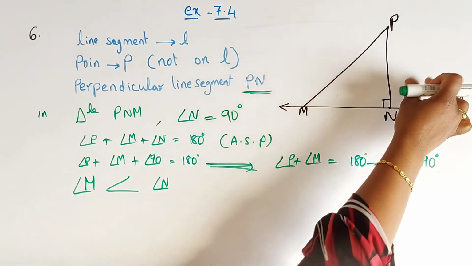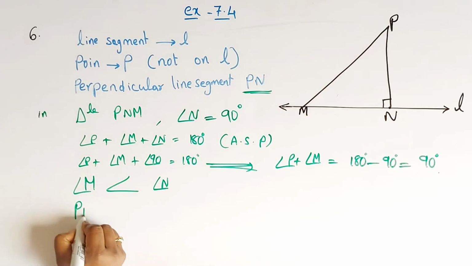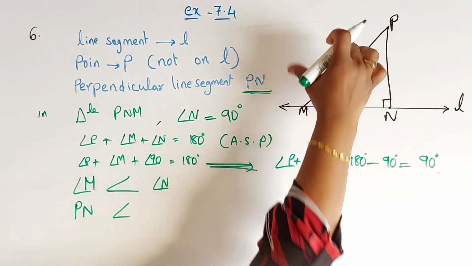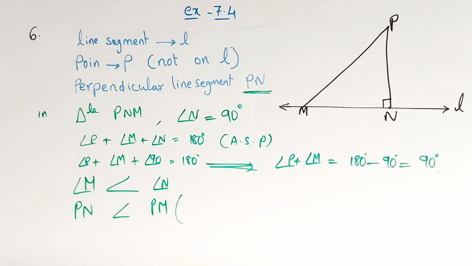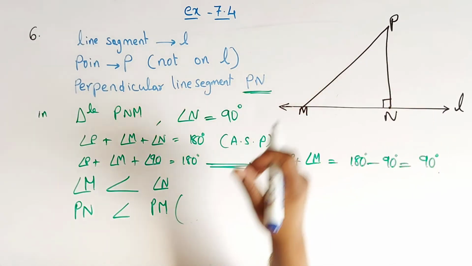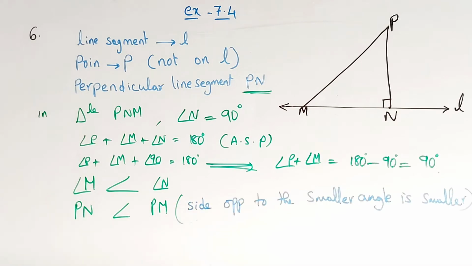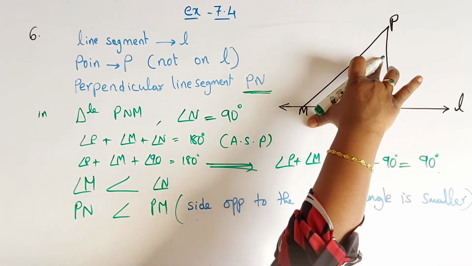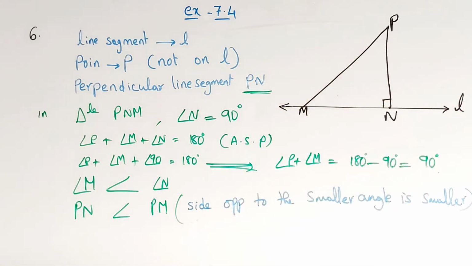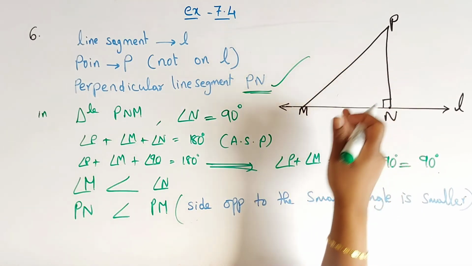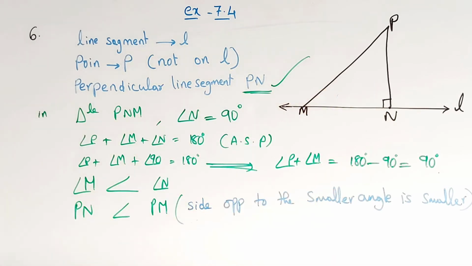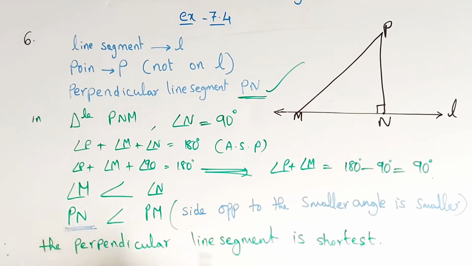So what is M's opposite side? PN. So PN is also smaller than N's opposite side, PM. What is the reason, children? The side opposite to the smaller angle. So that means PM is the greater side and PN is shorter. Right, children? So PN is shorter here. It is proved. If you draw any other line segment also and join the two line segments, it can be proved the same way. Therefore, we can say that the perpendicular line segment is the shortest one.